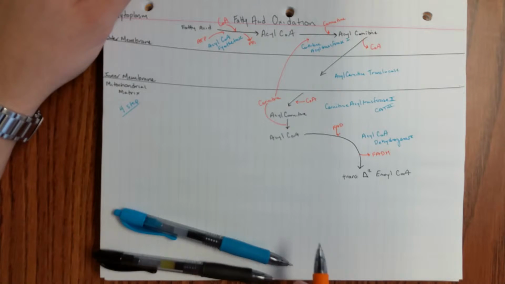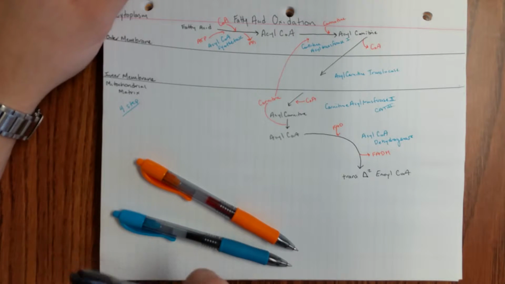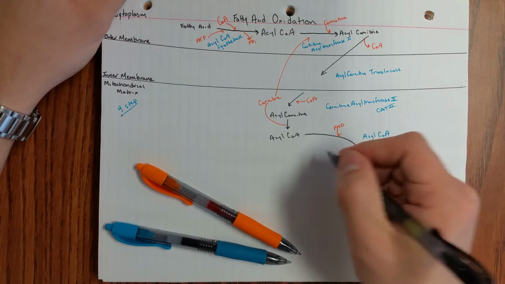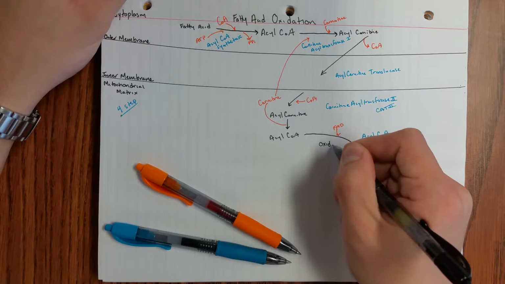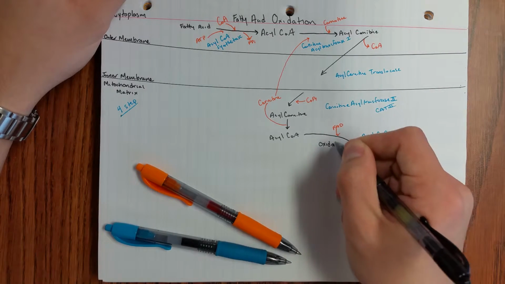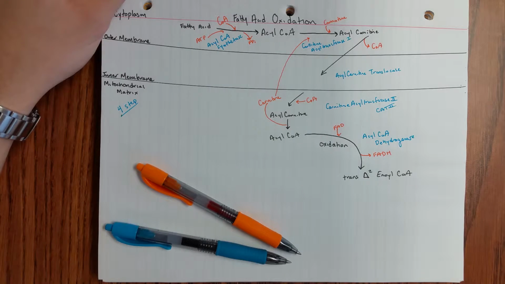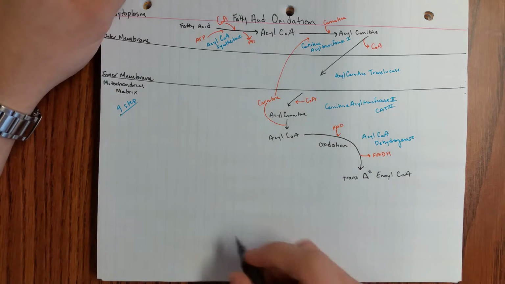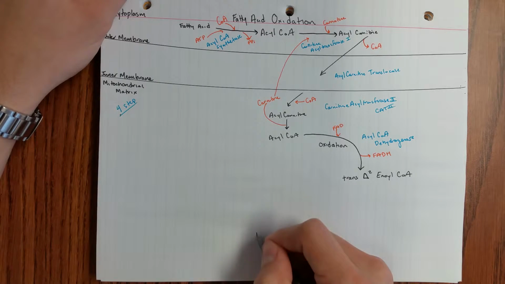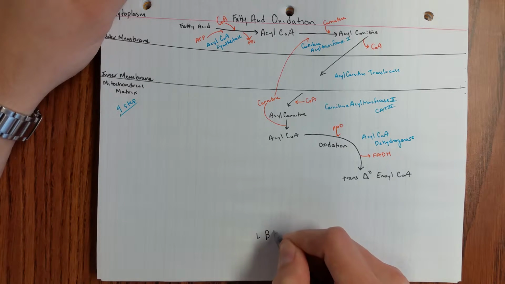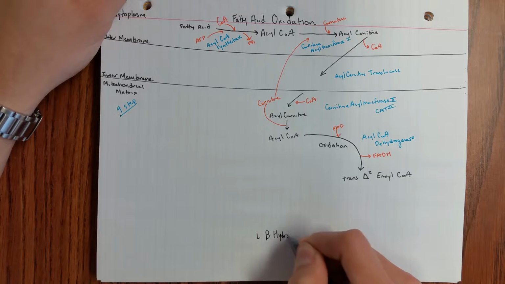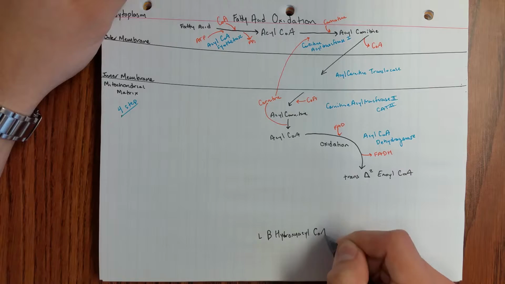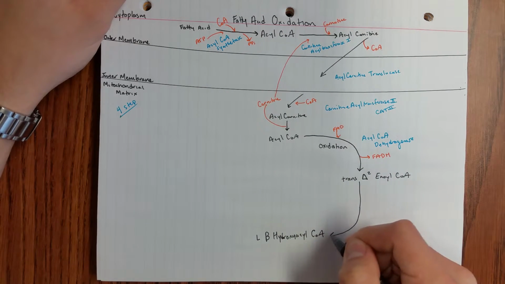All right, so now I have this. This is the first step of this four-step process, and this step is oxidation. In the second step, the trans delta 2 acyl CoA turns into L-beta hydroxyacyl CoA.